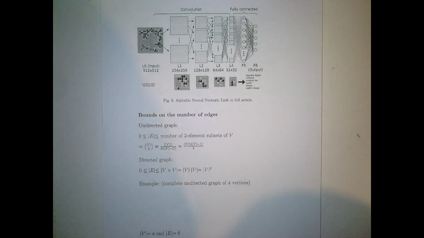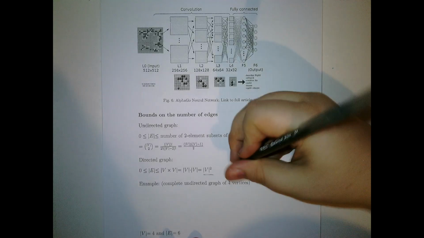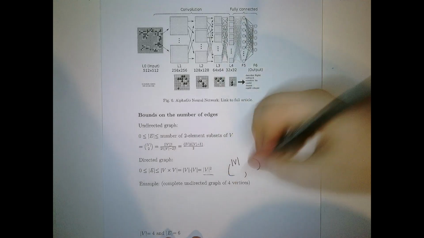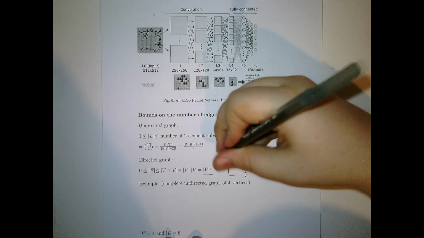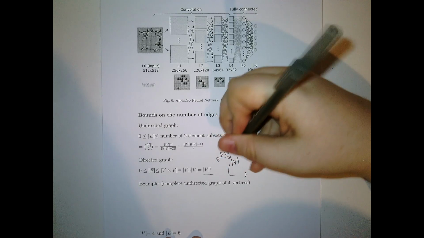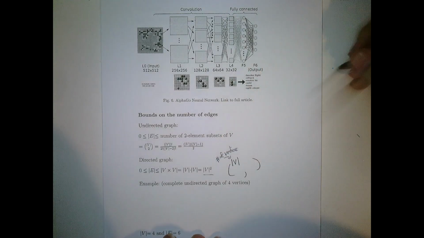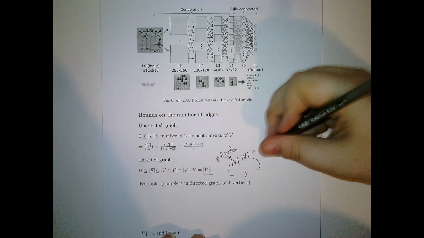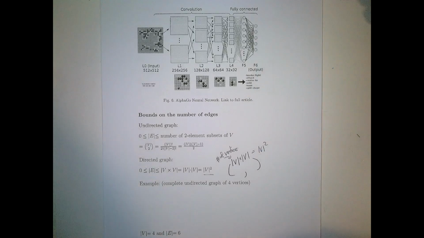Let's think about bounds on the number of edges. I said we were going to come back to this and be more specific in our bounds. I already showed you that the bound on a directed graph is the number of vertices squared, right? Because for your first position in the pair, you can choose from the number of vertices. Again, this is the number of vertices, and this is called cardinality. It's taking the cardinality of the set, right? So you can choose any of the vertices for the first position, and you can choose any of the vertices for the second position. So the number of combinations within there is the number of vertices squared. Okay.